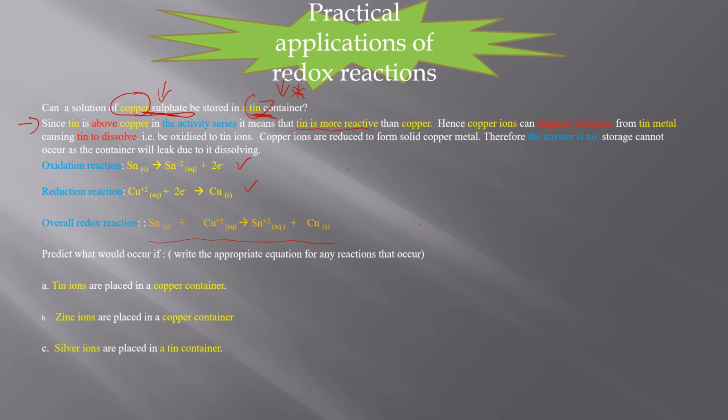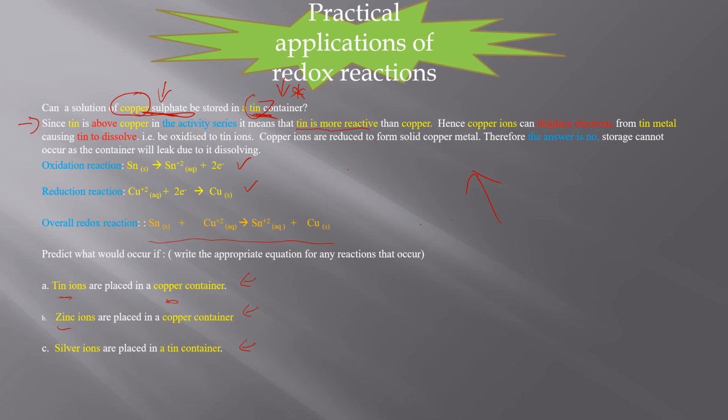Might be a good time to have a look at these examples here. Pause the video and head back and have a look at the activity series and tell me, is tin higher on the activity series than copper? Yes, it is. So it's still going to react with the container, but the copper container is not going to react. How do I know that? Because it's the opposite of the example we just looked at.